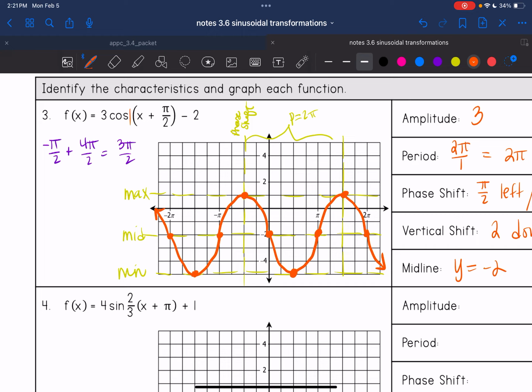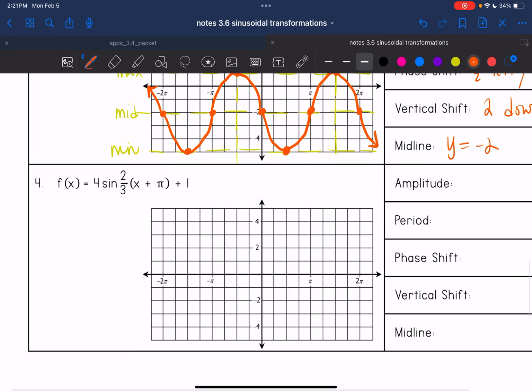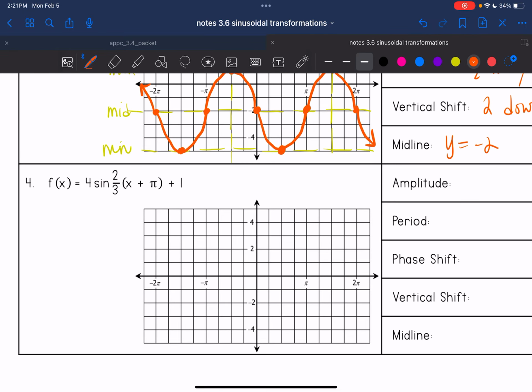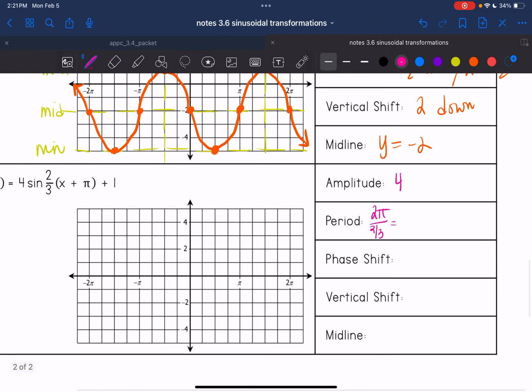Okay, and then one last one for us. We have 4 sine of 2/3 of x plus pi, and then plus 1. Amplitude is 4. It starts with a 4. Period is 2 pi divided by b. b is 2/3. So hopefully y'all remember how I showed y'all when you're dividing by a fraction, you can multiply by its reciprocal. So this turns into 3 pi.